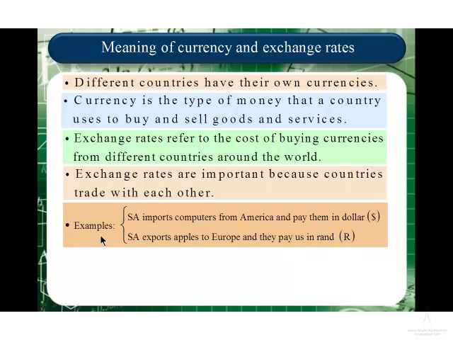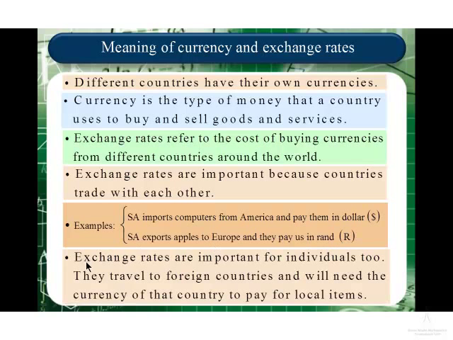For example, in South Africa, we import computers from America and pay for them in dollars. On the other hand, South Africa exports apples to Europe, and they pay us in rands. So, exchange rates are important for individuals too. In some cases, they travel to foreign countries and will need the currency of that country to pay for local items.